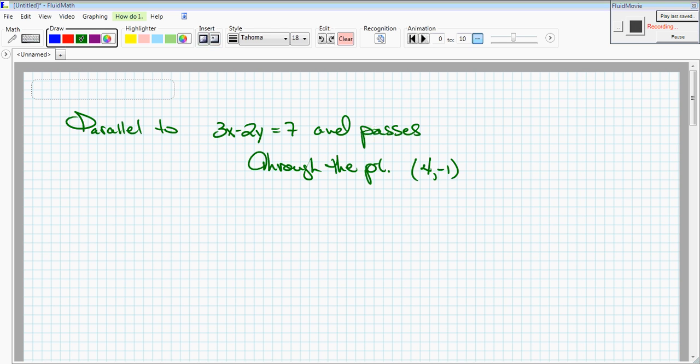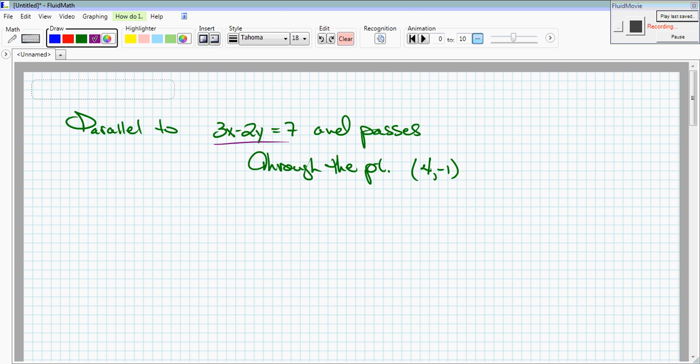Alright, for the third example, we're going to write the equation of the line parallel to 3x minus 2y equals 7 and passes through the point (4, -1). Now you might think this is very similar to the previous example, and it is, but it's not identical because the equation of the line they've given us is not in slope-intercept form. So we can't look at it and tell immediately what the slope is.